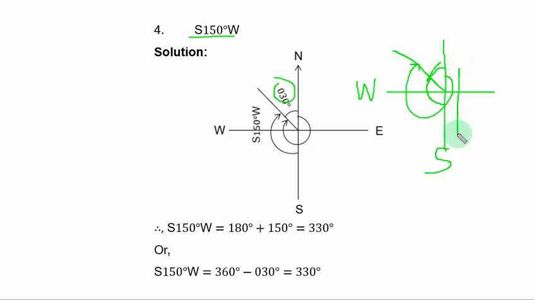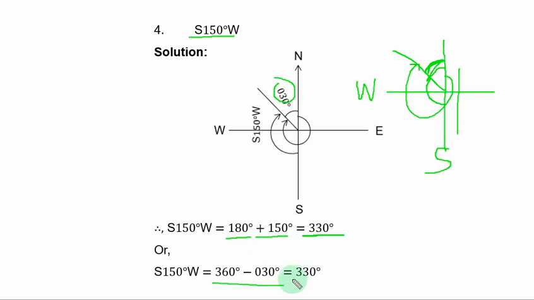This side is 180 degrees. From here to this point is 150 degrees. So from here to this point becomes 180 degrees plus 150 degrees, and that is 330 degrees. Or since this part is 030 degrees and the four quadrants, their sum is 360 degrees, you simply remove this part that you don't need, 030 degrees, from 360 degrees.